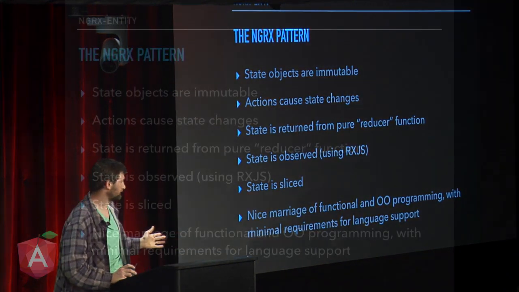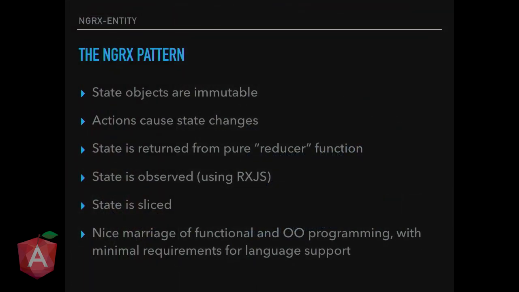So basically, the ngrx pattern, to run through quickly, has these state objects that represent your system, and they're immutable. The idea is that if you're going to change the state of your system, you're going to actually replace the state of it with a whole brand new state.